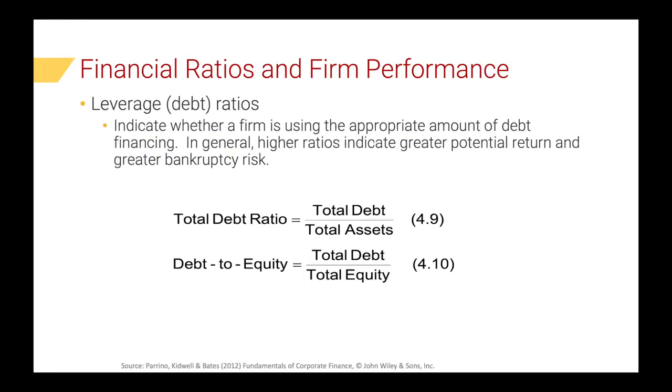Leverage ratios or debt ratios indicate whether a firm is using the appropriate amount of debt financing. In general, higher ratios indicate greater potential return, but also greater bankruptcy risk. The formula for total debt ratio is total debt divided by total assets. And then the formula for debt to equity ratio is total debt divided by total equity.